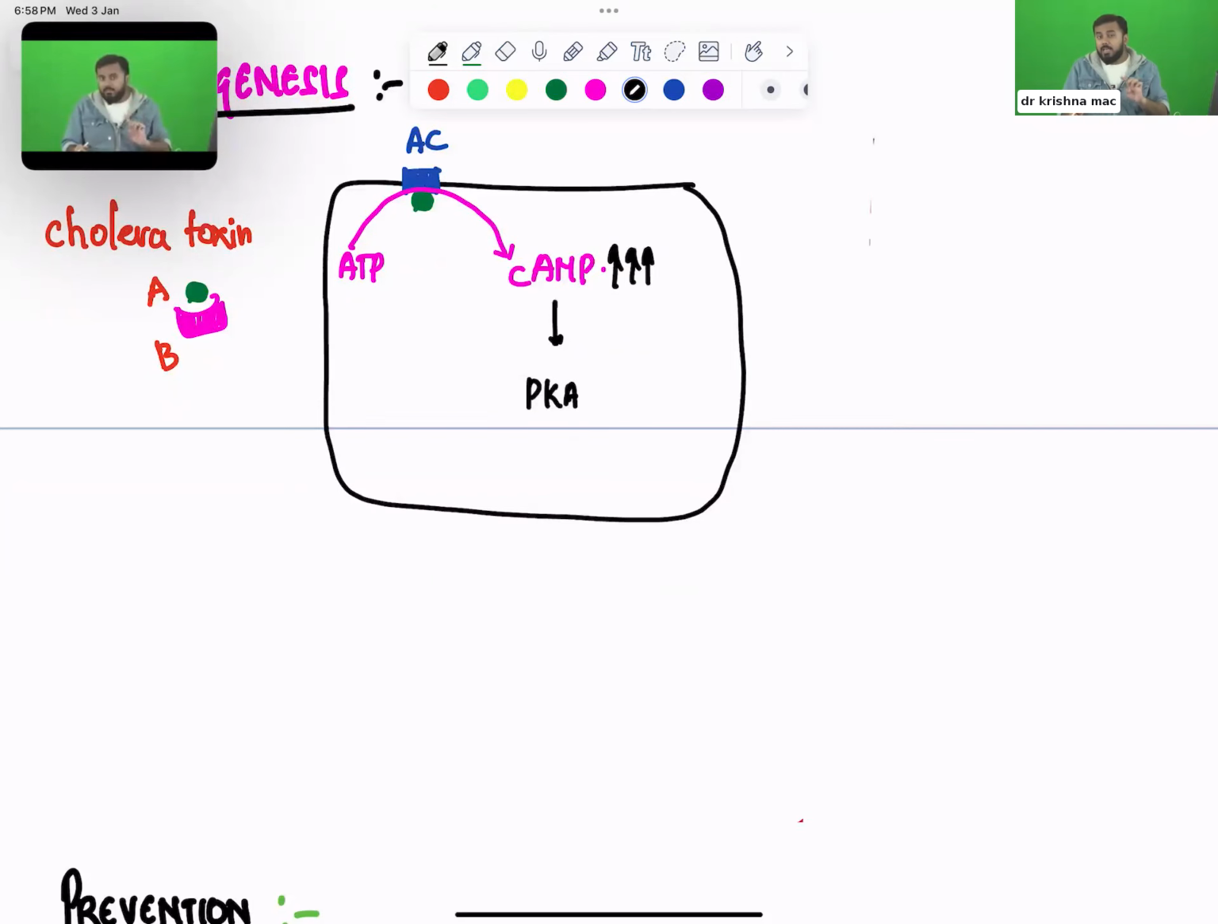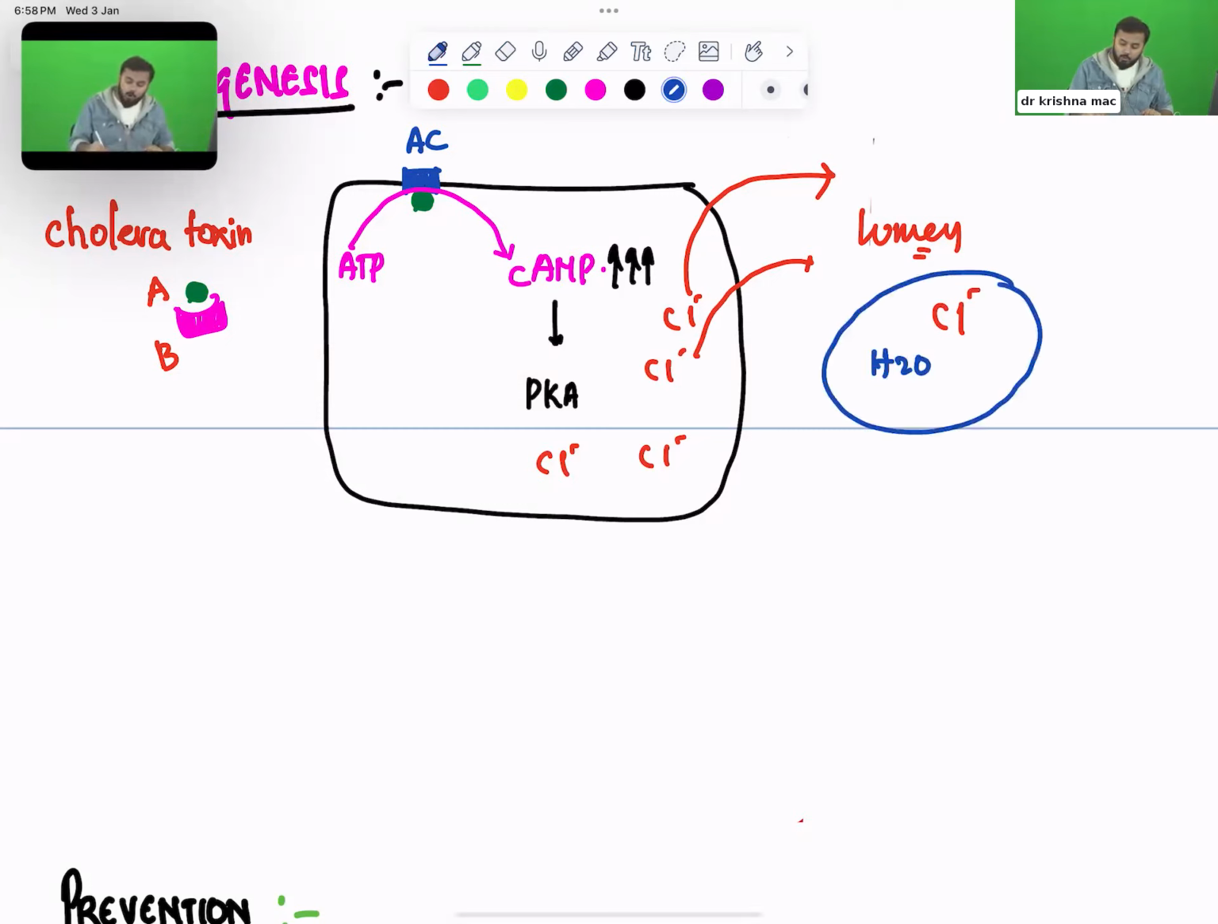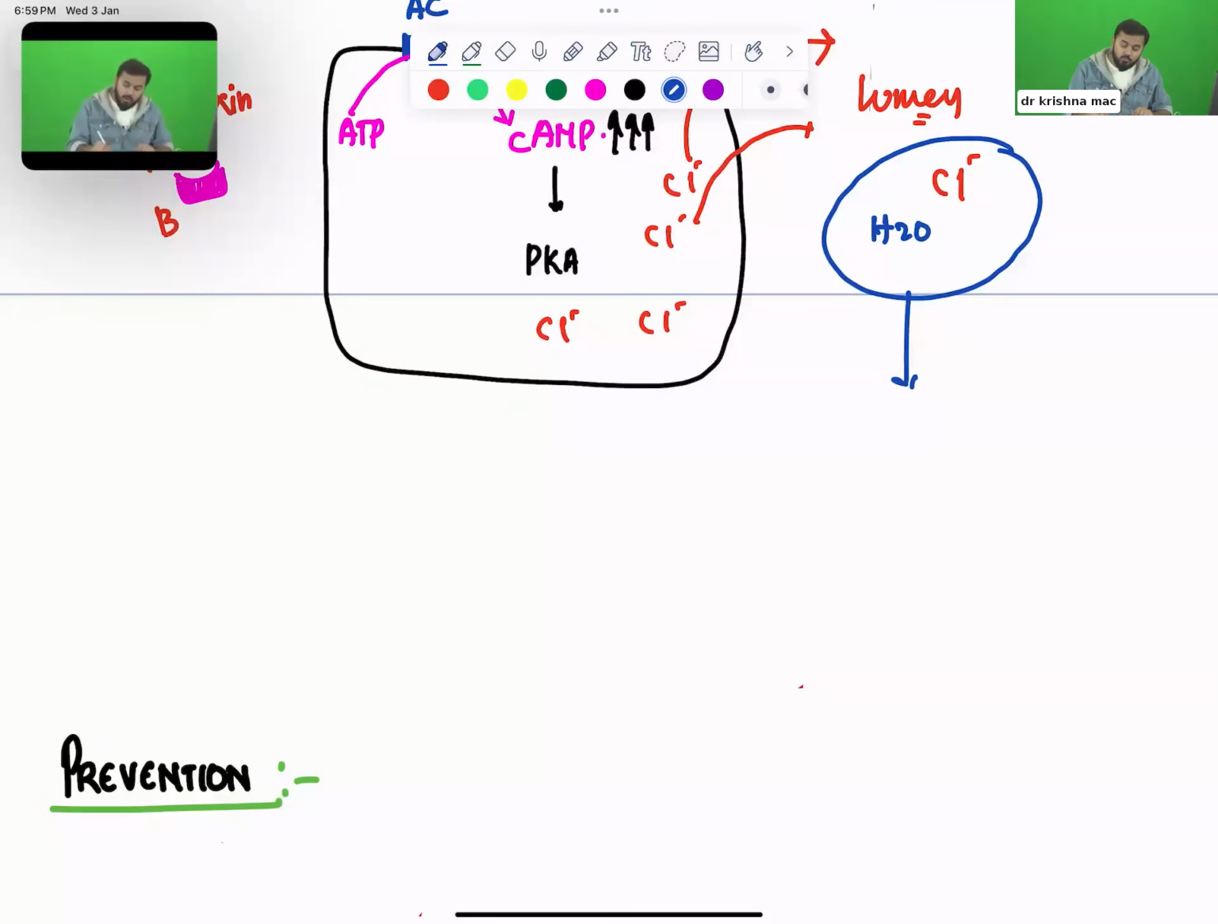So PKA is activated. Now what will this PKA do? Within this cell, no matter how much chlorine is there, this PKA will throw all the chlorine out into the lumen. Into the lumen. Now, once the chlorine is coming out, along with the chlorine, water also will come. Okay. So chlorine and water together will be excreted in the patient's stools, right? So what kind of diarrhea is this? Secretory diarrhea. Secretory diarrhea.